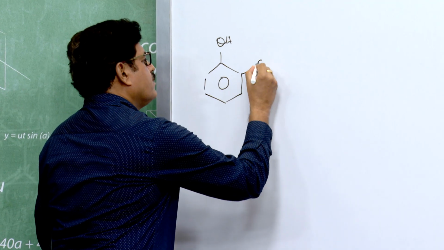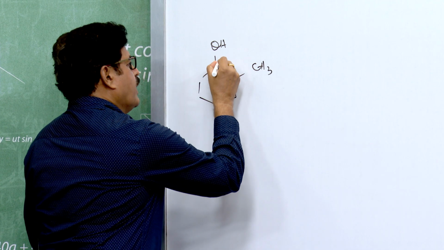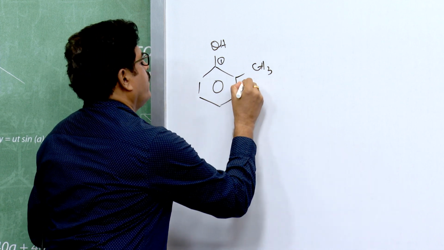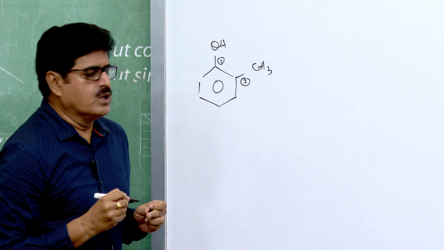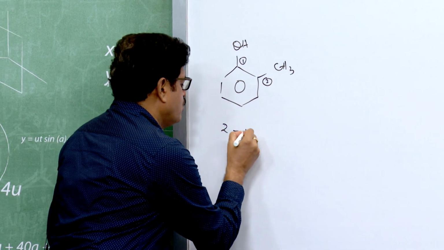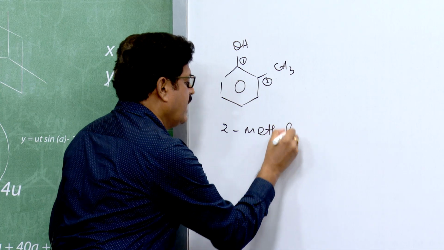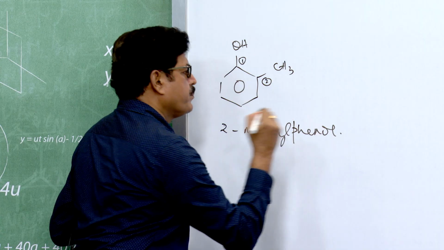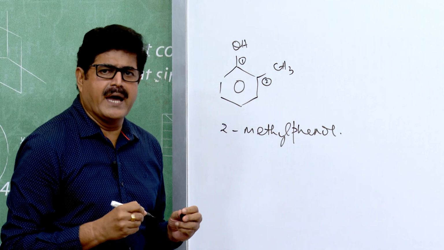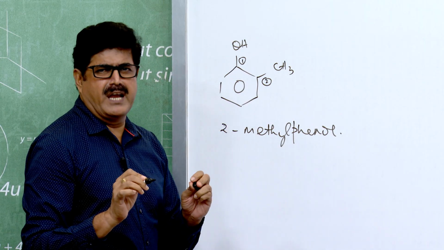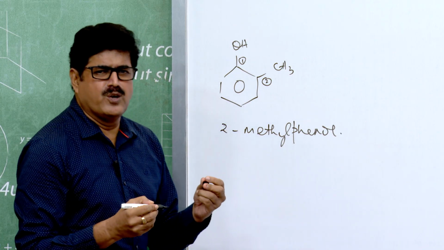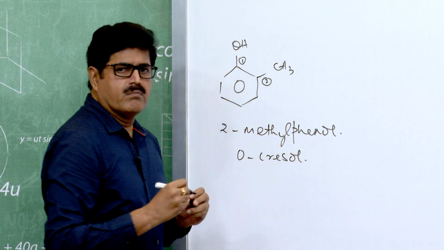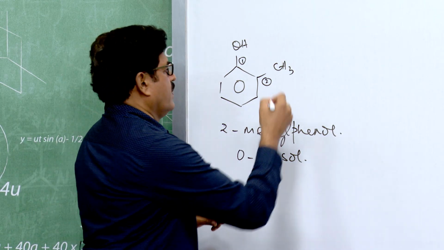This is OH, this is methyl. Number 1 is this one, because OH is the principal function. This is number 2, so the substituent comes first: 2-methyl, then comes the parent compound phenol. It is also known by a very popular common name, orthocresol. It is better known by this name, orthocresol.